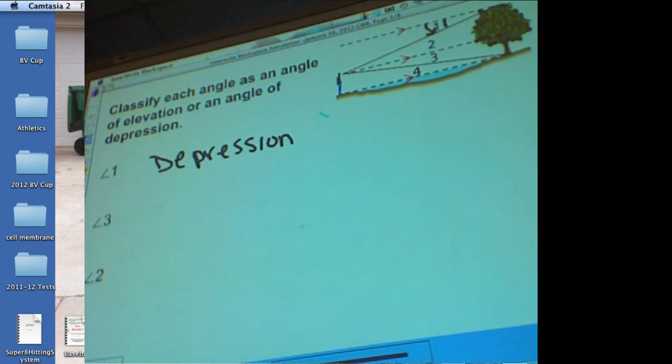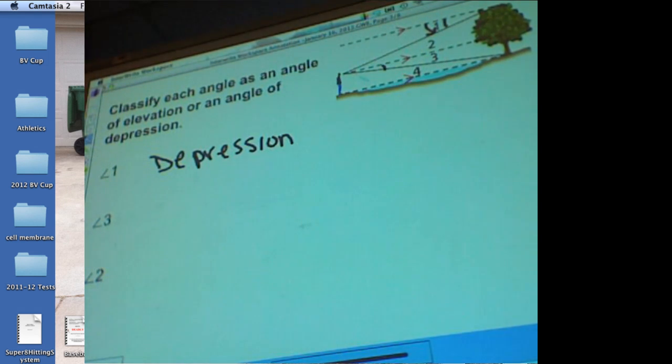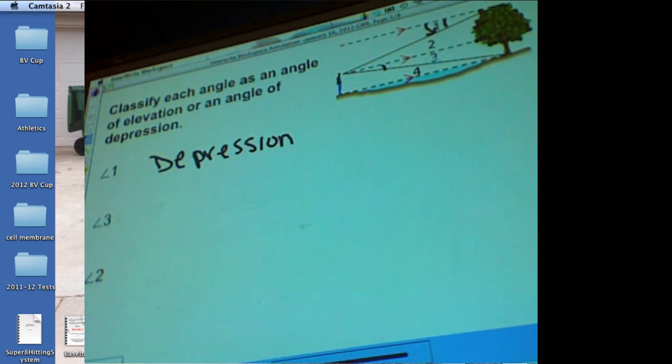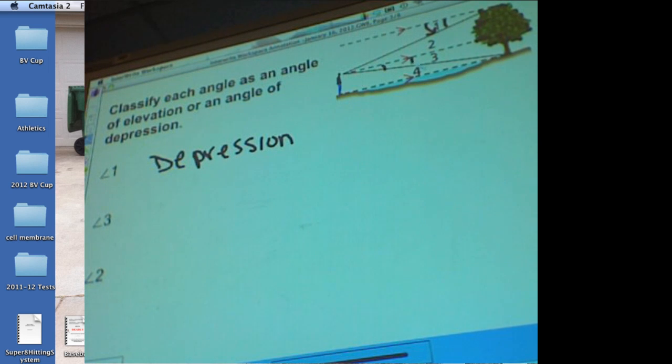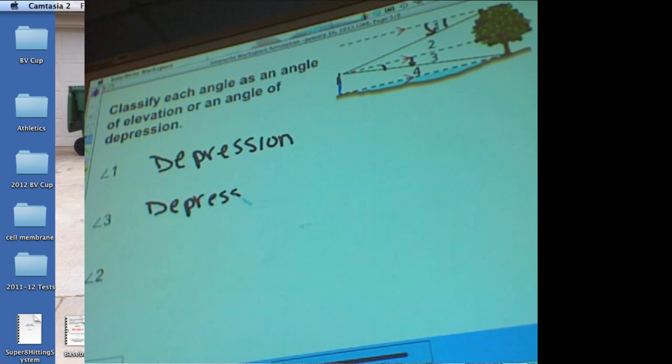Angle 3, here is the dotted horizontal line. To get to the other side of the angle, we have to go down as well. So this is also an angle of depression. Now angle 2 uses the same horizontal line as angle 3, but to get to the other side of the angle we have to go up. So angle 2 is an angle of elevation.